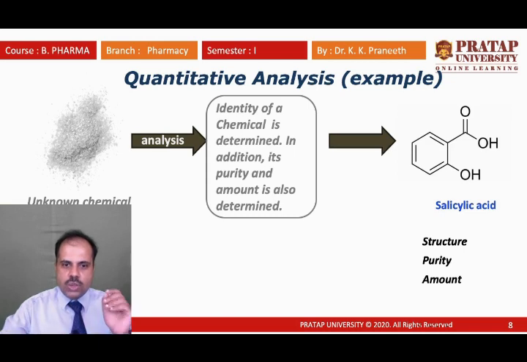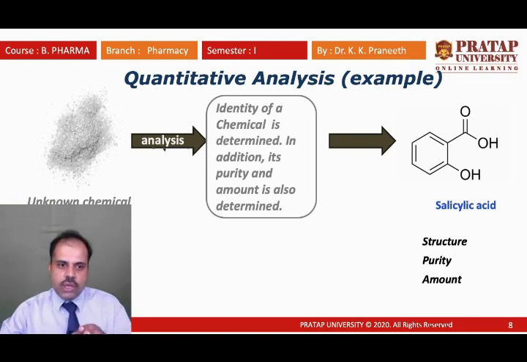In addition, I also found out the purity and how much amount of this chemical is present. So the identity, the amount and the purity are determined here. This is what I have shown on the right-hand side, that is the structure. So now I know the structure of this unknown chemical compound by analysis. There are many analyses, we will discuss them later, but for now you can just think that I have done some pharmaceutical analysis, and I found out this is the structure of this chemical.